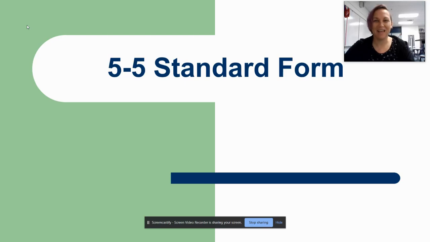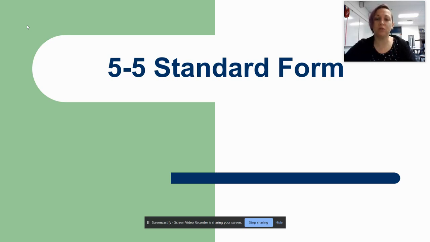Hi guys. Today we're going to learn our last linear equation, which is called standard form. So far we have learned two linear equations, slope-intercept and point-slope. We have also learned a slope formula, but that's not a linear equation. That's just a way to calculate slope.